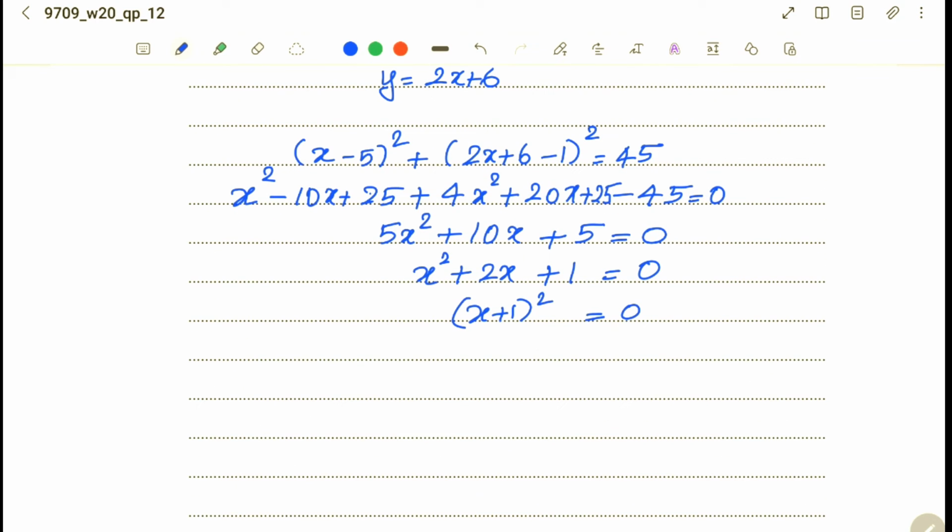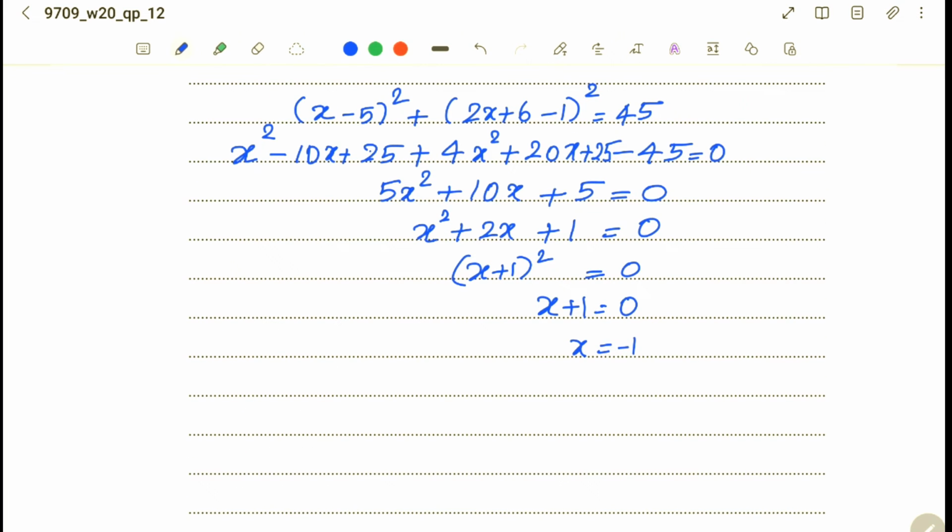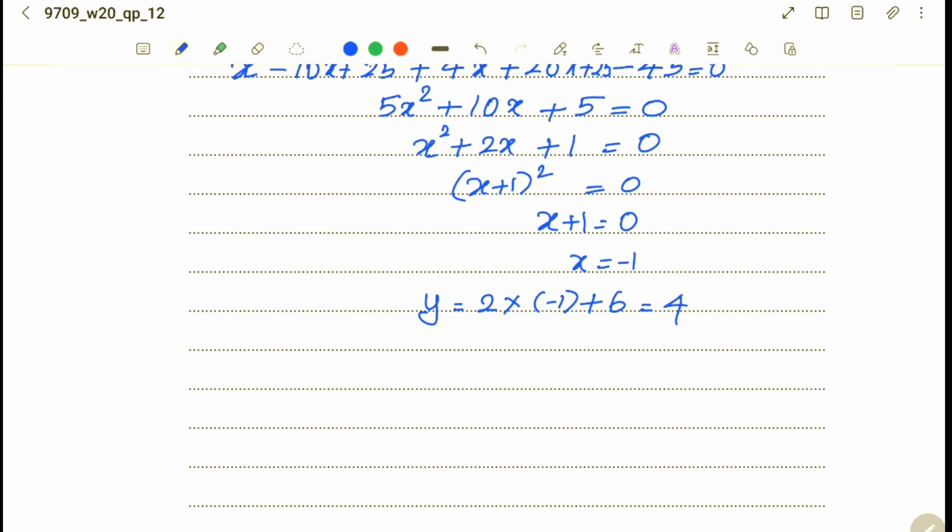So x plus 1 equal to 0. So x equal to negative 1. Okay, when x equal to negative 1, y is equal to 2x plus 6. So 2 multiplied by negative 1 plus 6 equal to 4. So E is negative 1 comma 4.